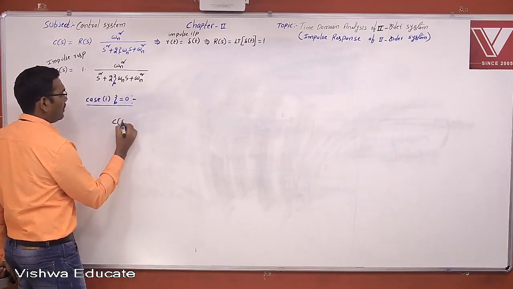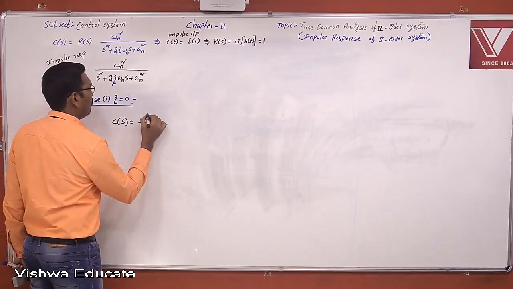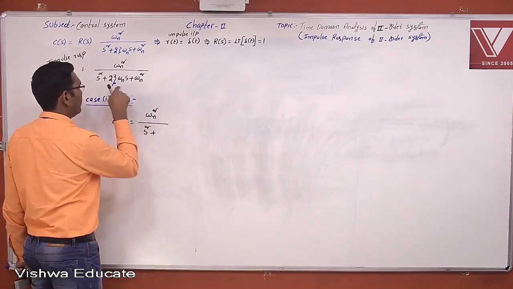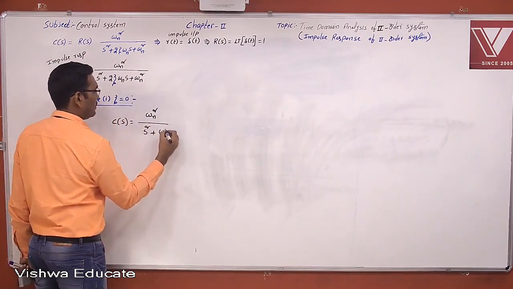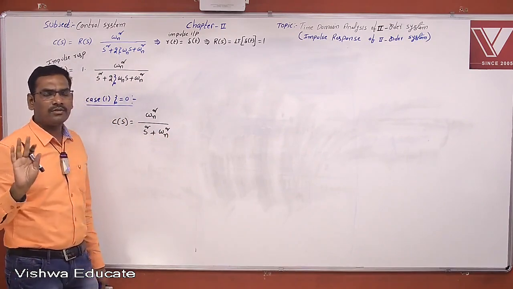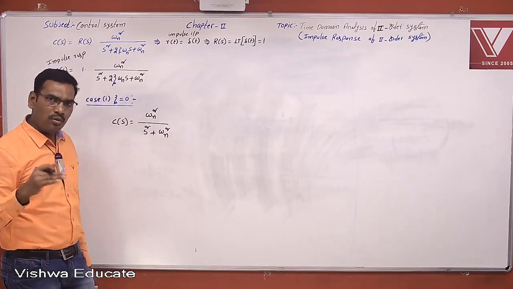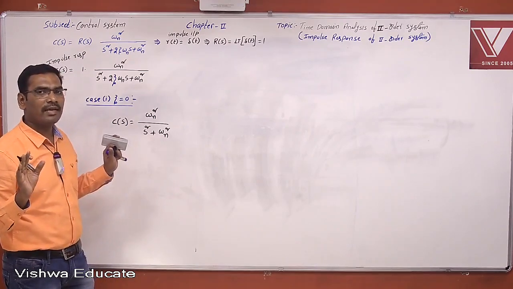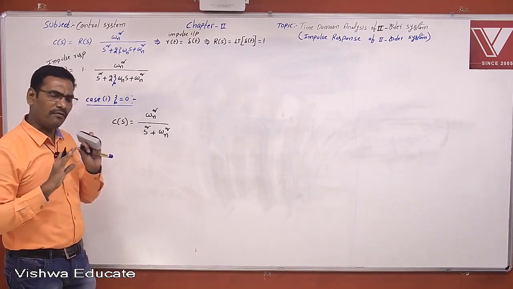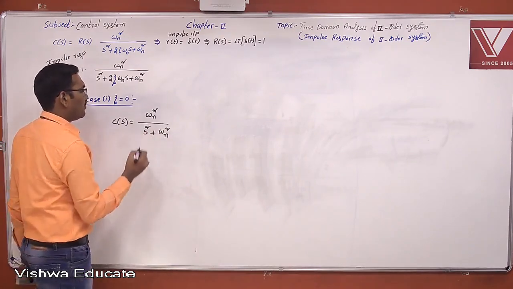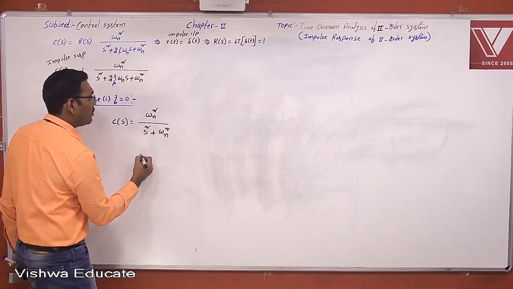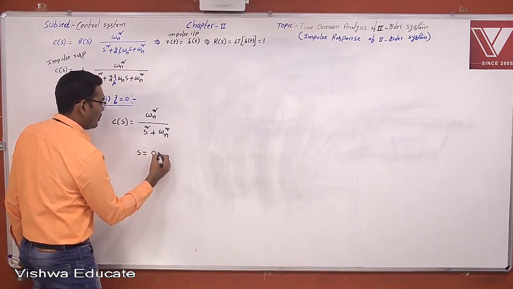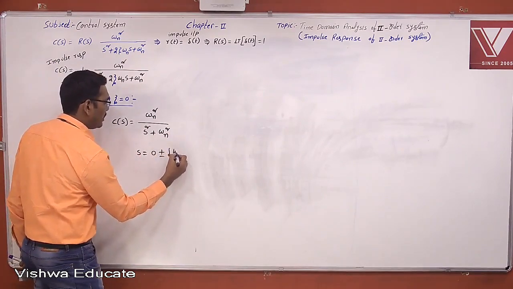Now C of S is equal to omega n square by S square plus 2 zeta omega n S plus omega n square, with zeta equal to 0. This is omega n square by S square plus omega n square. Don't do the partial fractions or all such things. You have a direct location. The pole is available directly, and once the pole's location is available, you can tell every parameter. Now S square plus omega n square equal to 0. Where is the pole location? The pole location is S equal to plus or minus j omega n.